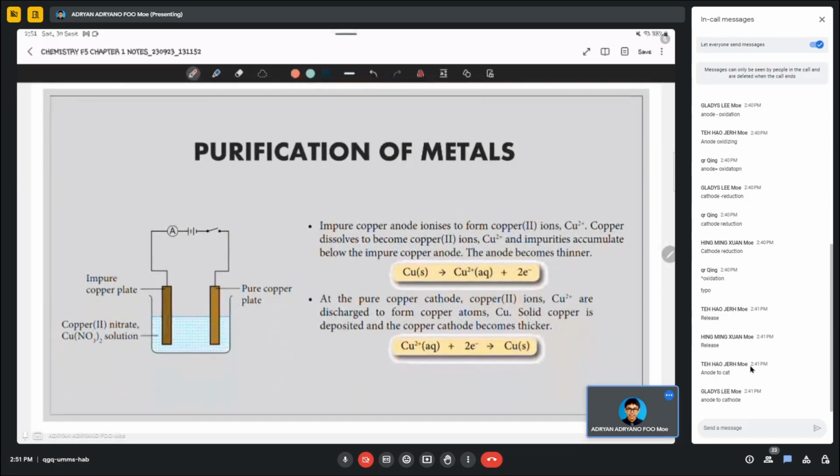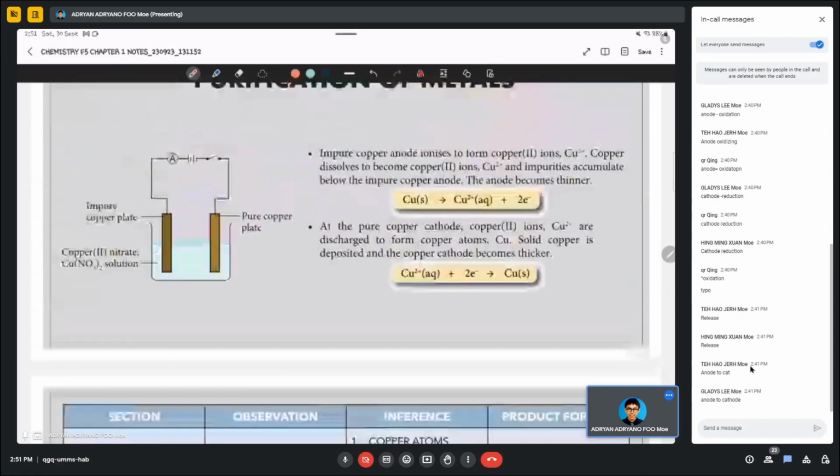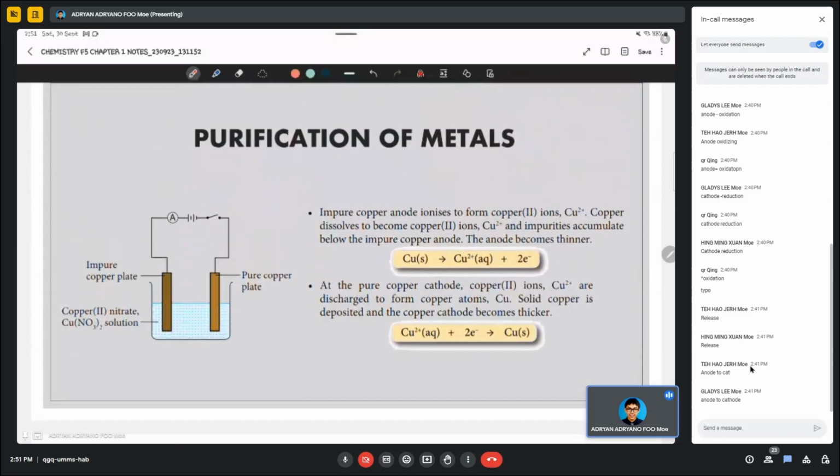Okay, apa lagi? Purification. Okay, same thing. Okay, purification. Purification is also the same: at the anode it is always impure, and the cathode side is pure. Okay, so remember this one. This one I won't go through much because it's exactly the same as electroplating.